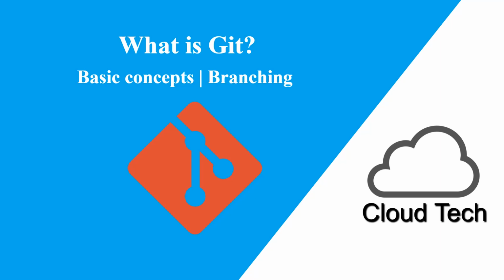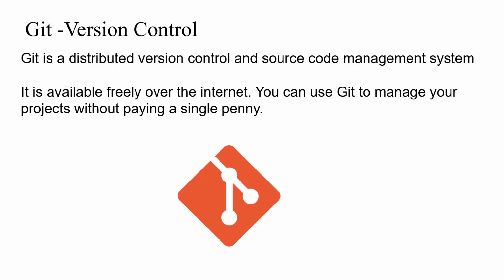Hello everyone. In this video series we are going to see about Git, its basic concepts, and branching and all. Git is a distributed version control and source management system. It is available freely over the internet. You can use Git to manage your project without paying a single penny.